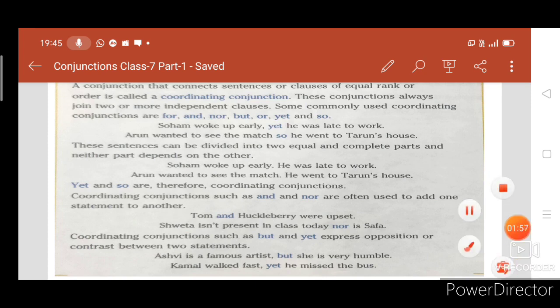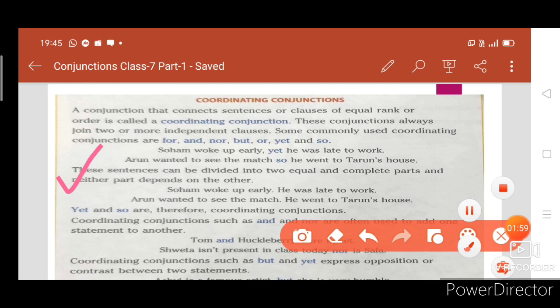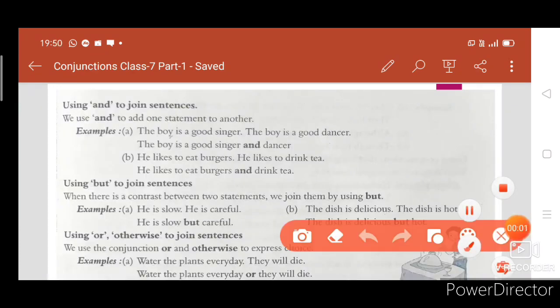These sentences can be divided into two equal and complete parts. Arun wanted to see the match. It is making sense. It is independent. He went to Tarun's house. Again, it is making sense. It is independent. Here are some usages of conjunctions. Using and to join sentences: where do we use and? When we have to add one statement to another. Like, the boy is a good singer, the boy is a good dancer. So we can write, the boy is a good singer and dancer.